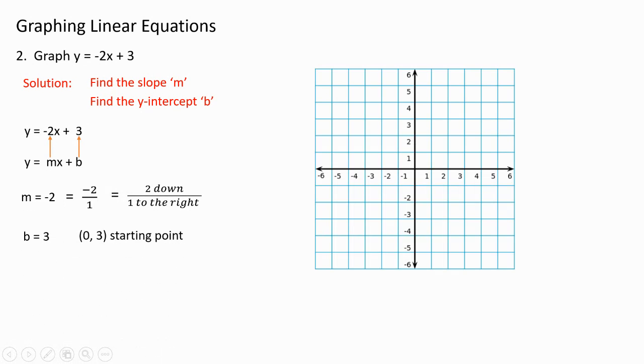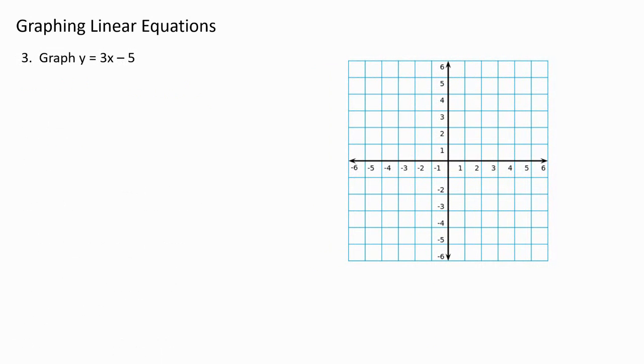So again, what's my starting point? (0, 3), right? That's my b. So my b will be right here at 3, (0, 3). Then from this point, (0, 3), I'm going to go down 2, which will be 1, 2, and 1 to the right. It will be about right there. And I connect the points, and that's my line.